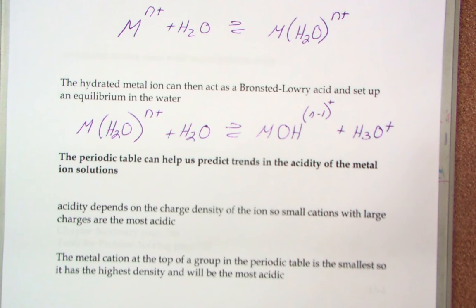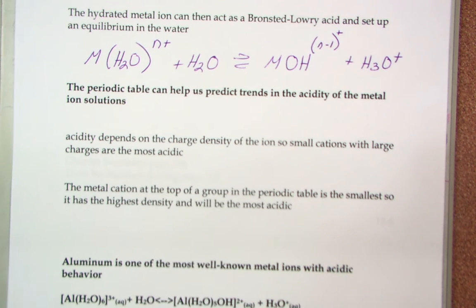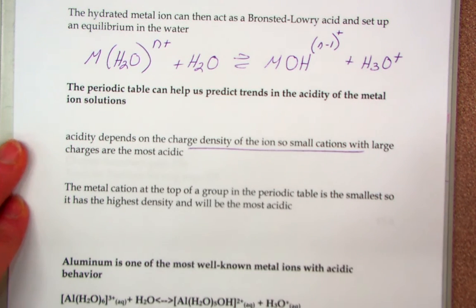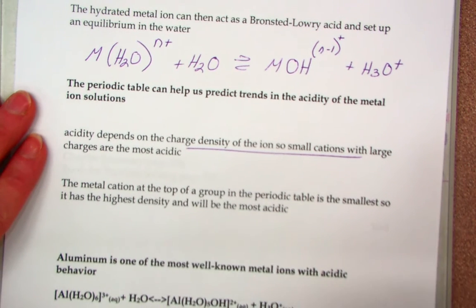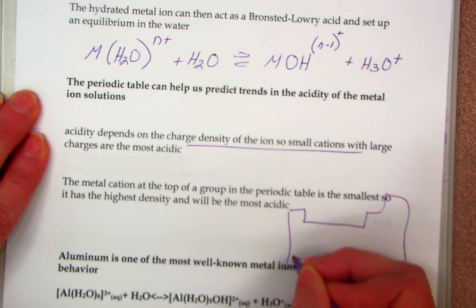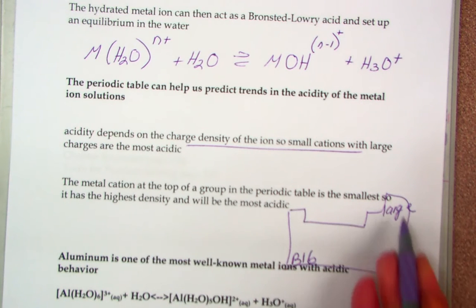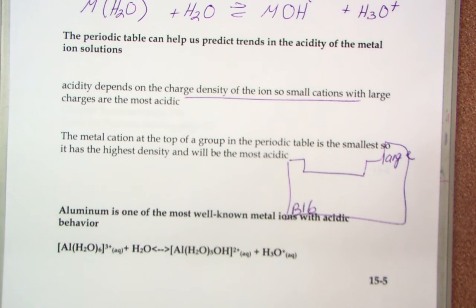You might see one question about this on the final, but we're not going to spend a lot of time on it. The periodic table can help us predict this because it depends on the density of the ion. Small cations will be the most acidic when they have big charges. If you're looking at the periodic chart, remember, down here things are big, and up here in the right corner things are small. So things up in this area will tend to be the more acidic metals. Aluminum can do this chemistry. It's one of the most well-known, but we're not going to fuss with it too much.